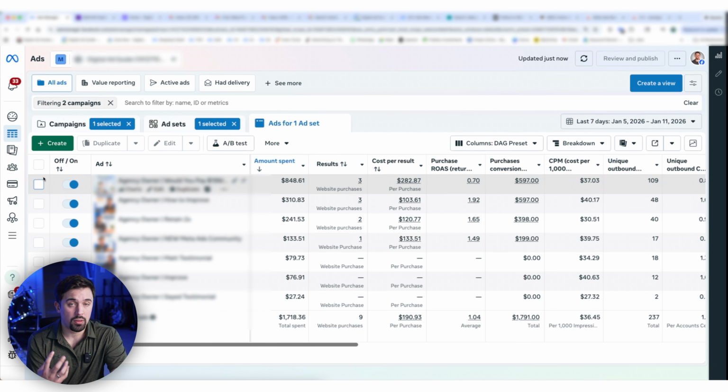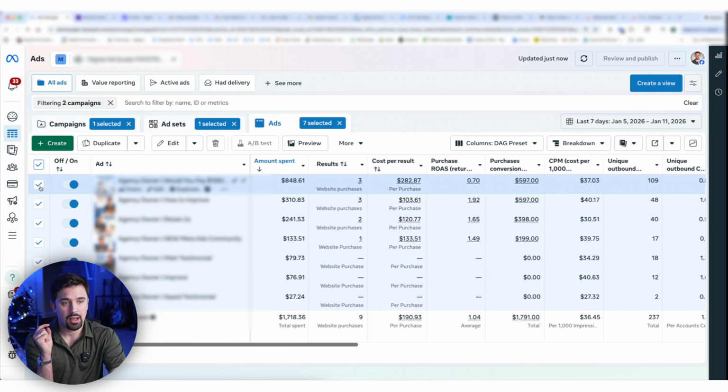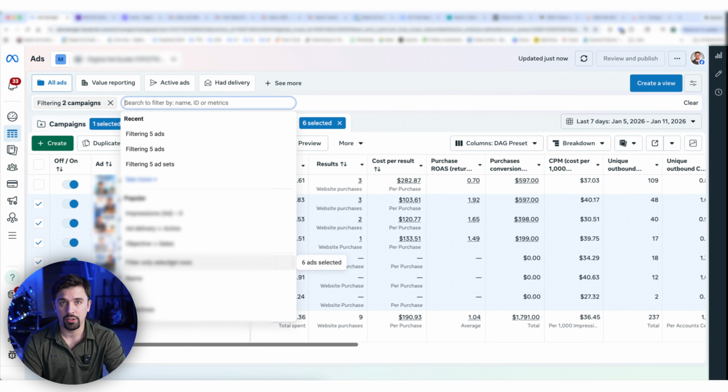So the trick that I want you to know, this is the filter by selection trick. Essentially, you're going to put a check mark next to all of them aside from the one that you plan to turn off. You're going to look at your average results, 190. You're on 7 days. You're going to look at your average ROAS, 1.04. And then you're going to click in the search bar, click filter by row selected. And now you're going to look at the change.